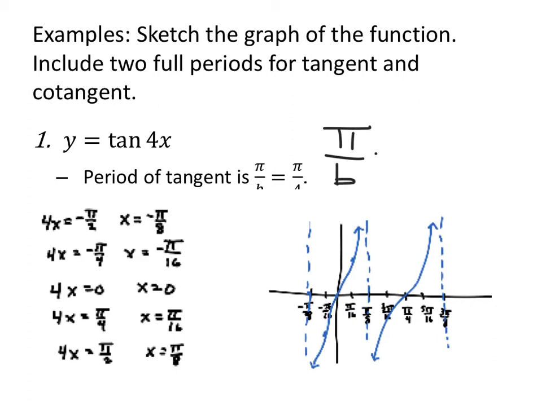Pi over b is the period of tangent, and in this case, that makes it pi over 4. So I know my period is pi over 4. What I'm going to do is find my leftmost asymptote. 4x equals negative pi over 2, so x equals negative pi over 8, first asymptote. 4x equals negative pi over 4 gives me x equals negative pi over 16, my negative 1 value, right?